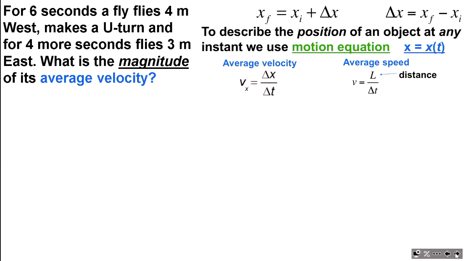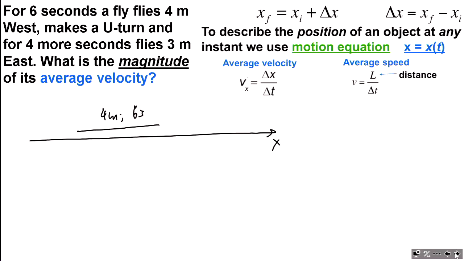All right, let's just solve this. We still have 1 minute. So what's happening here? Here we have a one-dimensional motion. For 6 seconds, the same fly, a scientific fly, flies 4 meters west, 4 meters, 6 seconds. Makes a U-turn. So now the angle is 180, not 90. And flies 3 meters, again for 4 more seconds.